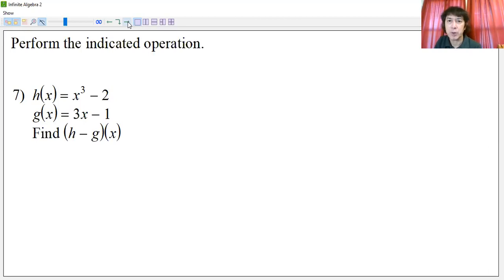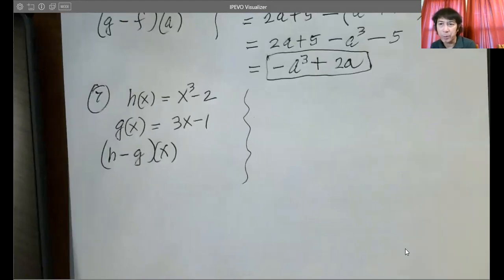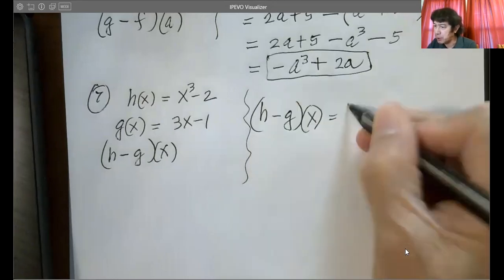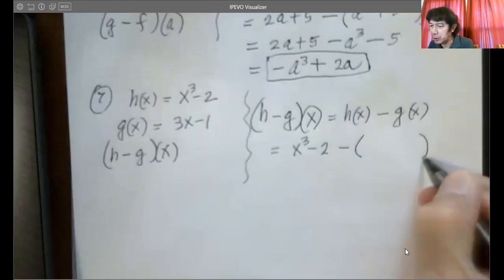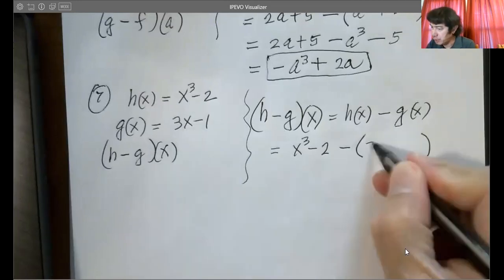Okay, let's proceed to our solution. Here is number 7. Remember the problem, h of x is x cubed minus 2, g of x is equal to 3x minus 1. We're asked to get h minus g of x. So we shall begin with the solution: h minus g of x is equal to h of x minus g of x. And this will be equal to x cubed minus 2 minus, put it first in a grouping symbol. You put these two terms, 3x minus 1, inside.